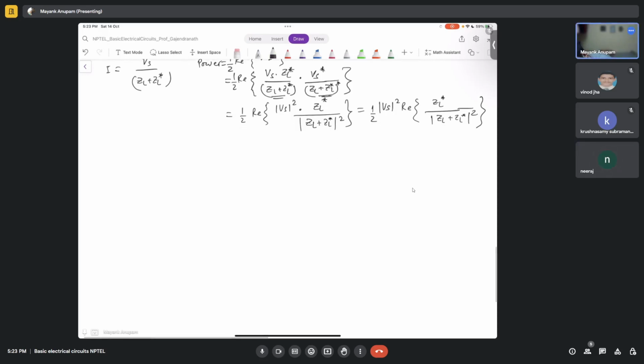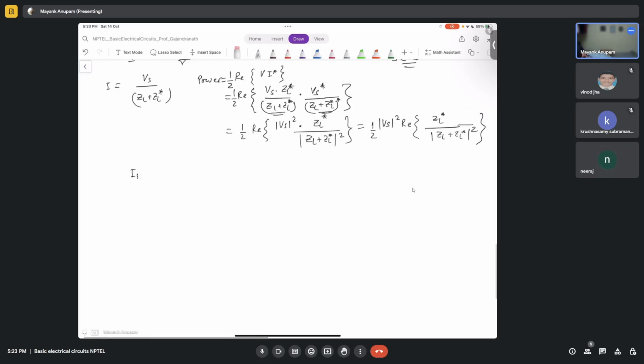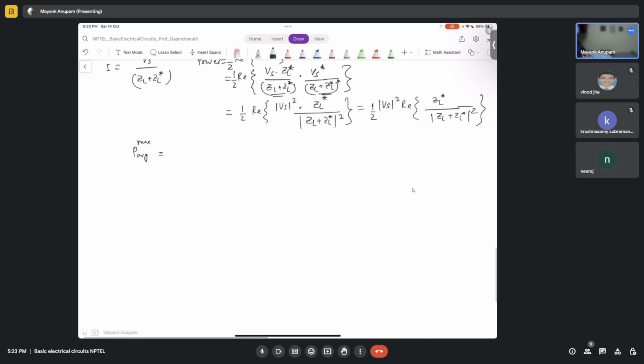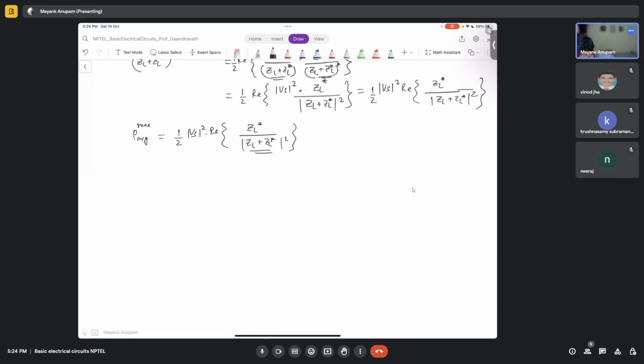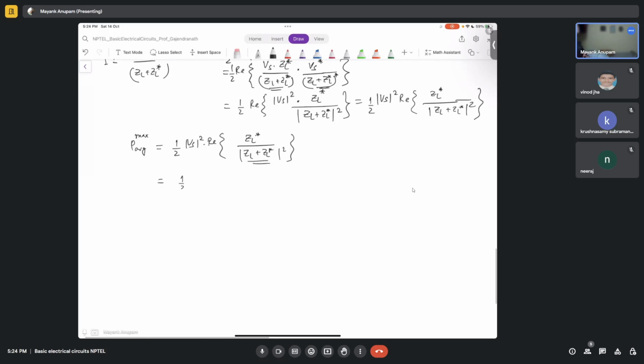So this is how much? Let's write it here again. Power is equal to now. This is the delivered average power, by the way. This is average power, and since I have already assumed conjugate matching, it is also max. So what is this? It is equal to half of mod of Vs square into real of ZL conjugate divided by mod square of ZL plus ZL conjugate, right? Now since ZL plus ZL conjugate is always a real number, the imaginary part cancels out. Yes, correct. So you can as well take it out, right?